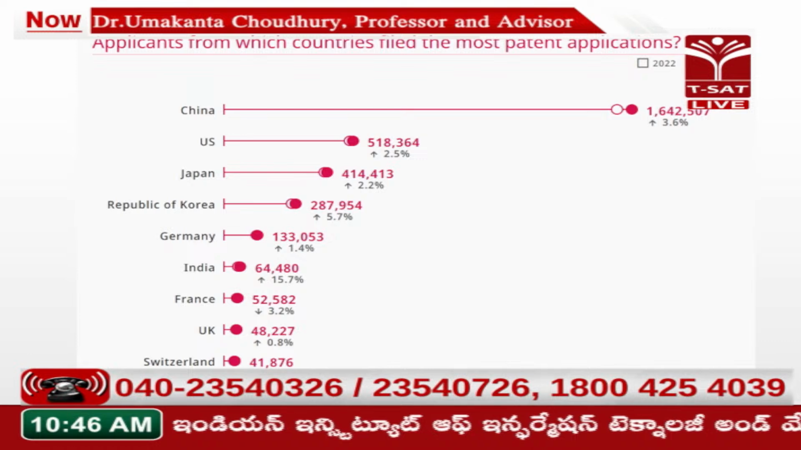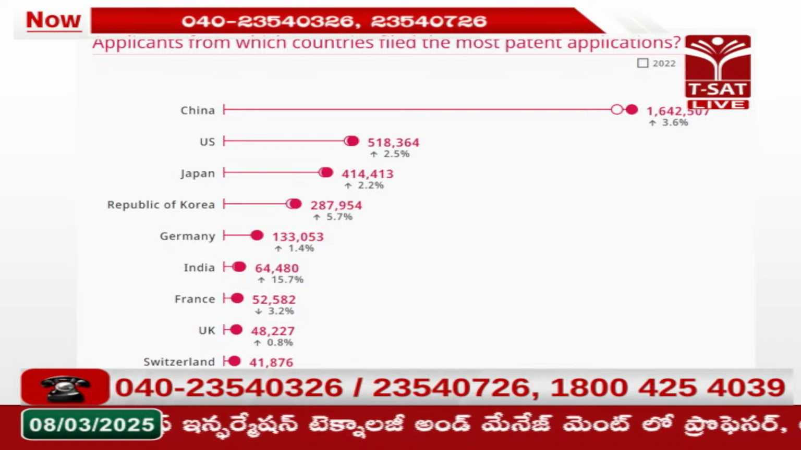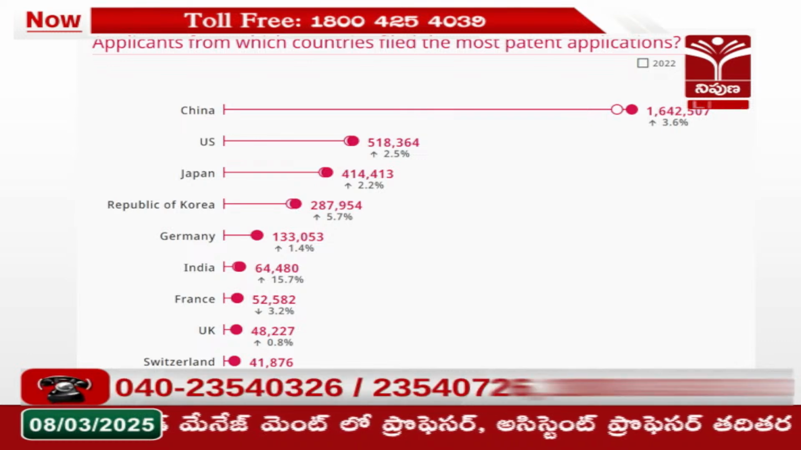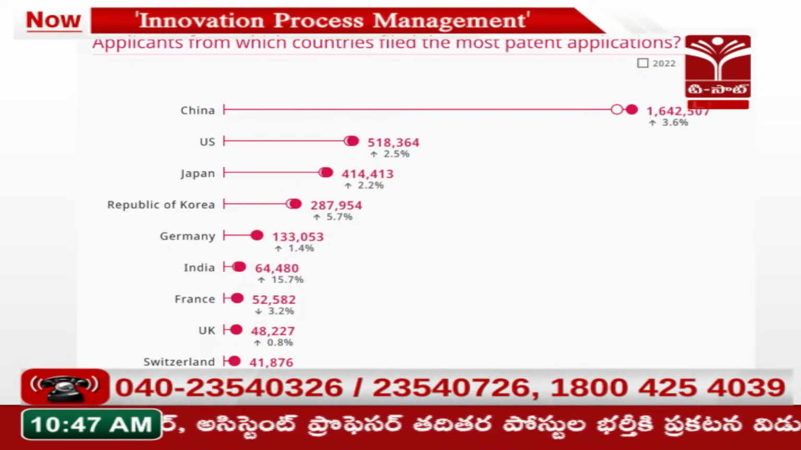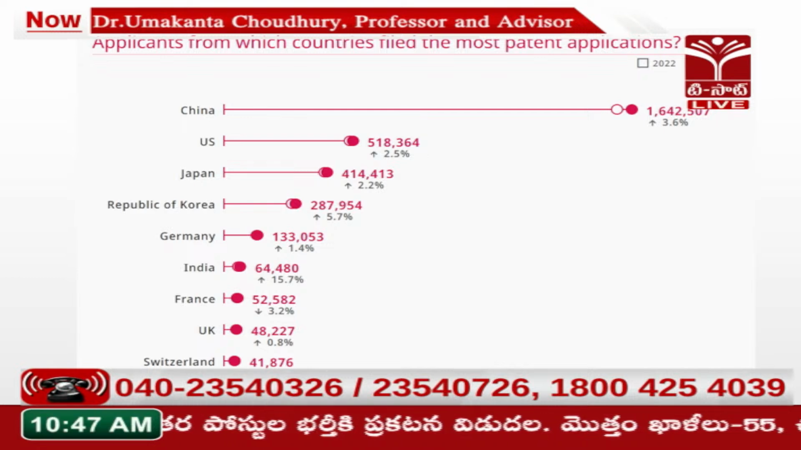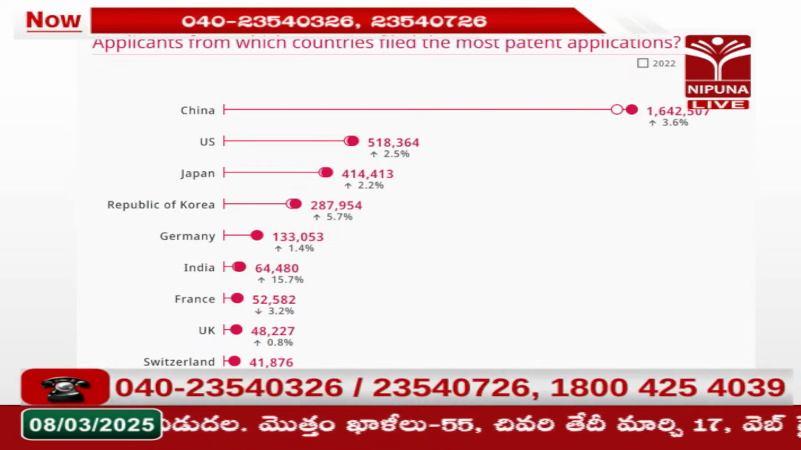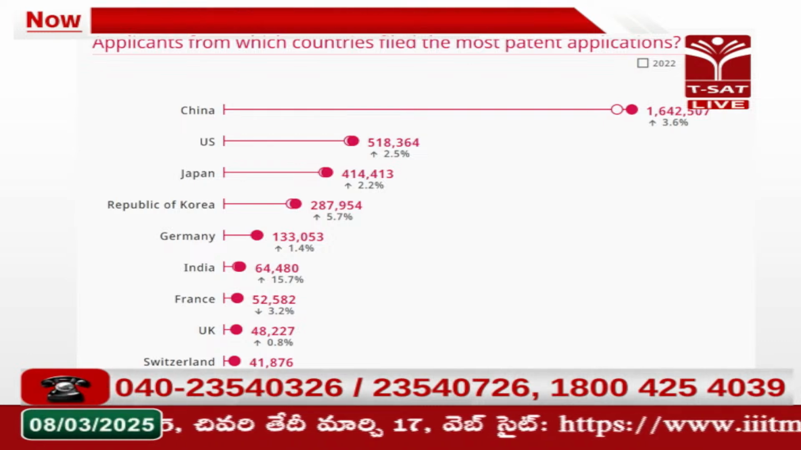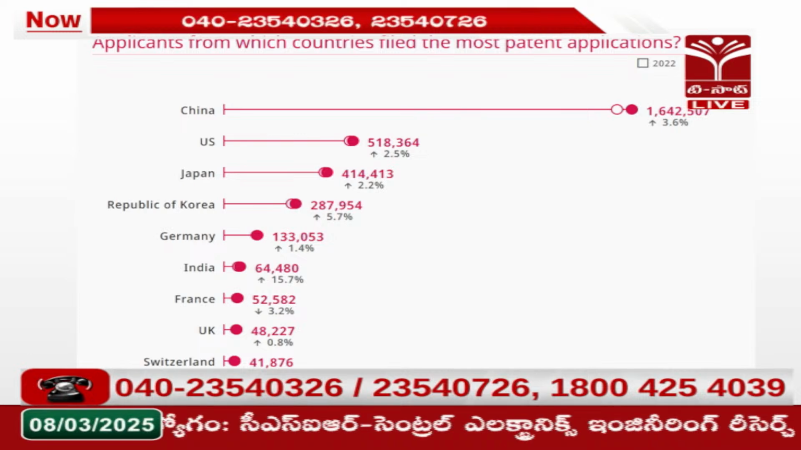Let us see how these countries have improved in the innovation process from 22 to 23. I am not comparing the last 5 years, let us say 22 to 23. China has a 3.6% increase. Of course, the numbers are very high, so you cannot expect a very large percentage. US is 2.5%, France 3.2%, and India is 15%. So India has a big jump, 64,000 it has come, and this year I think it will be about 80,000, if you say 15 to 16%.